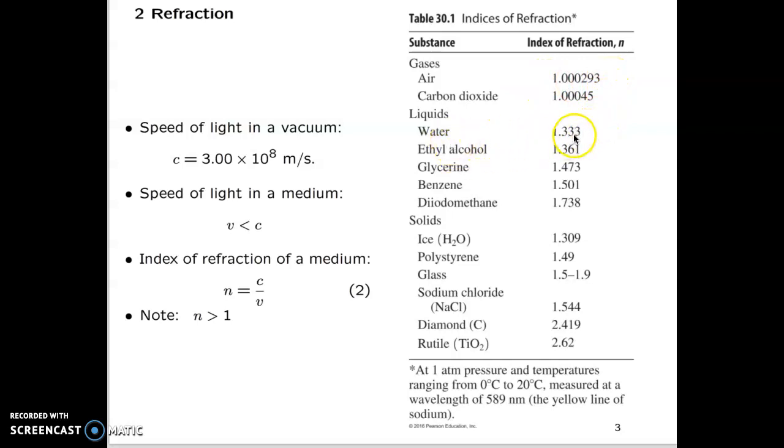Other important ones are water. We have an index of refraction of 1.333. So light definitely does travel slower in water than in air or in a vacuum. And so these are some liquids, and then solids. The important one, I think, will be glass. Now glass isn't just one substance. There are many different types of glass. So depending on what kind of glass you're talking about, you might have indices of refraction that vary between 1.5 and 1.9. Remember, the bigger the value of n, the slower light travels through that medium.